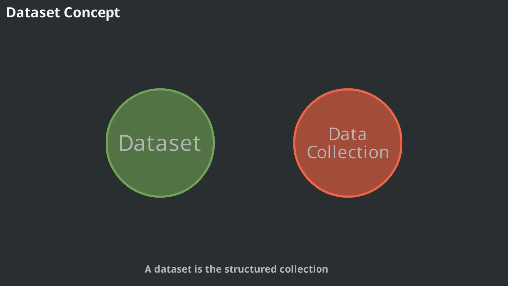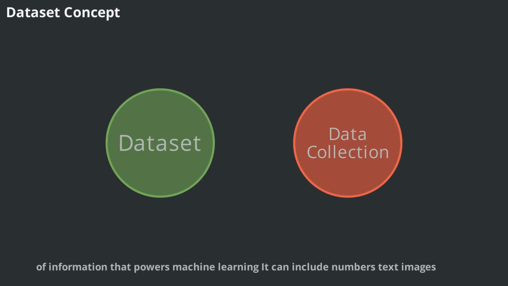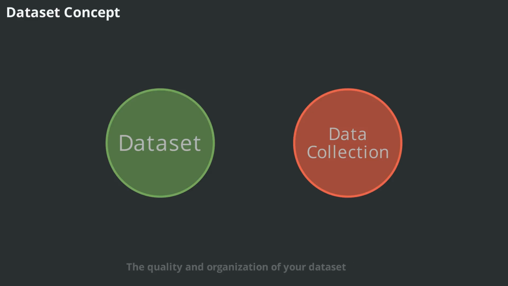Dataset is the structured collection of information that powers machine learning. It can include numbers, text, images, or audio, all organized for easy access and analysis. The quality and organization of your dataset directly impact the performance of your model. Think of it as the foundation upon which everything else is built.